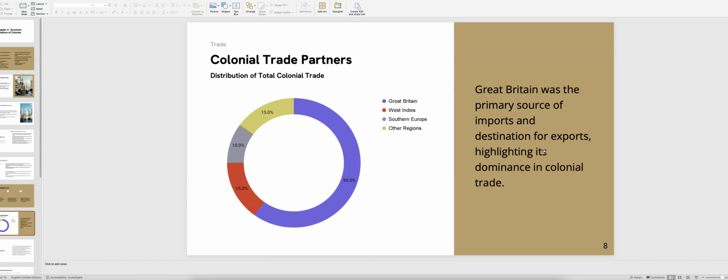Which would then explain the West Indies, which would obviously be pretty close to the southern colonies, both in terms of climate as well as in physical distance. And then even really in Southern Europe, because Southern Europe, what are we talking about here? Spain and Portugal.